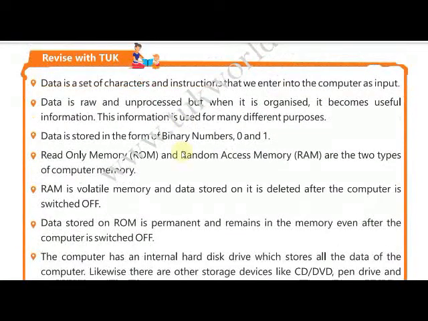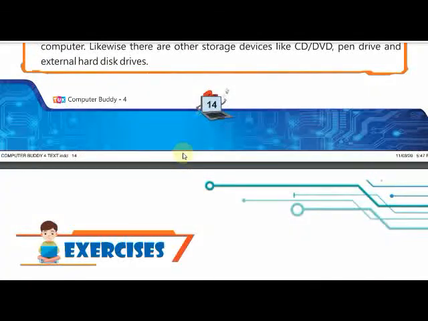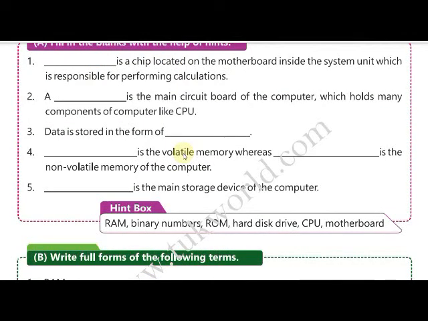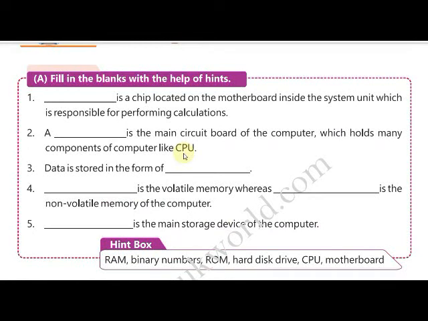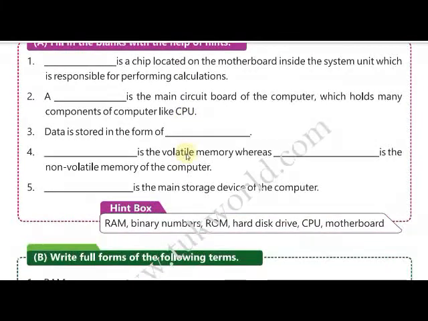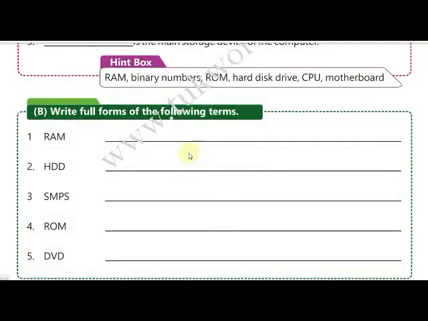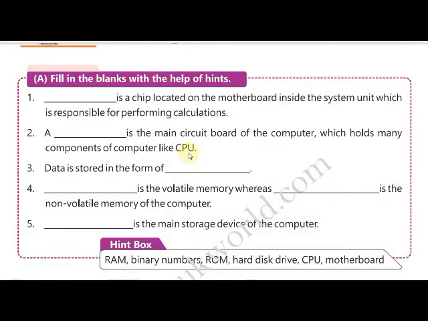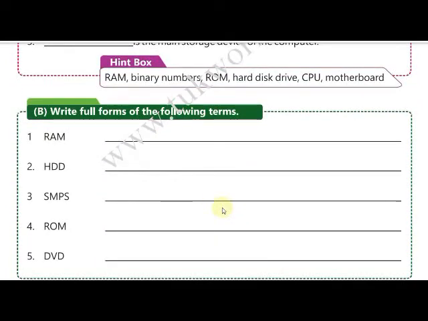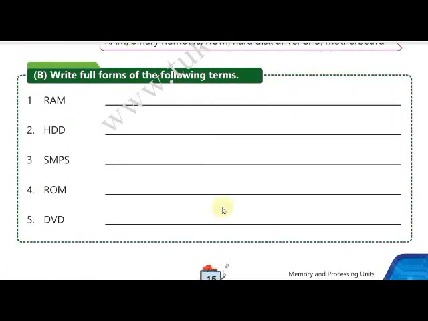Okay, so here ends this lesson, and shortly we'll get the exercise, and you have to complete the below lesson exercise in your computer notebook. Okay, you can see the first question, it is fill in the blanks, and there are hint boxes. From the hint box you have to pick the correct one, and next, you have to write the full form of the given initials or short forms.